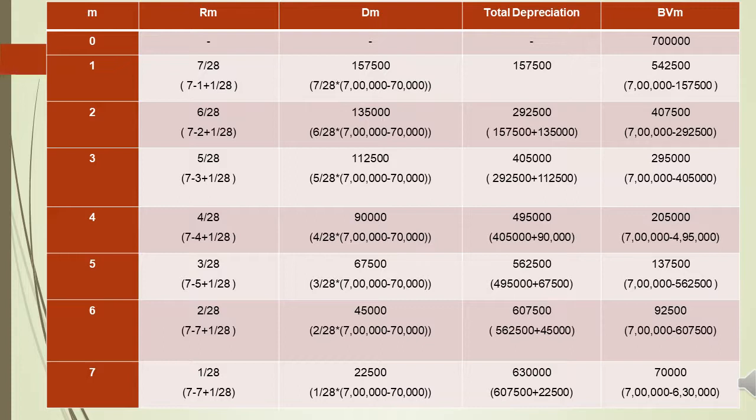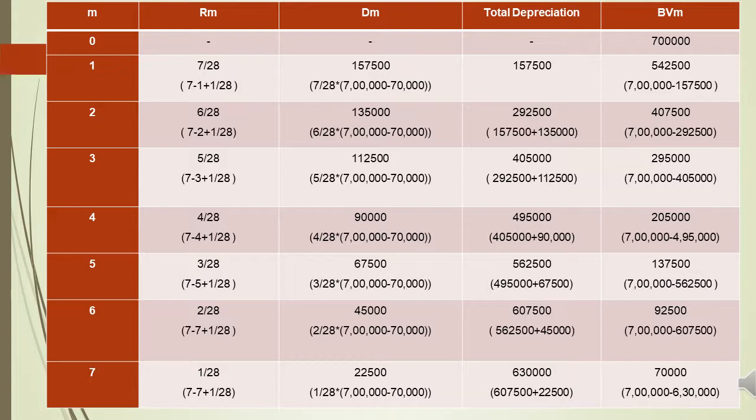Next I am going to find the total depreciation. For the first year, that is going to remain the same, that is 1,57,500. For the second year onwards, we have to calculate. That will be 1,57,500 plus 35,000. You are going to add the total depreciation of the first year with the DM of the second year.